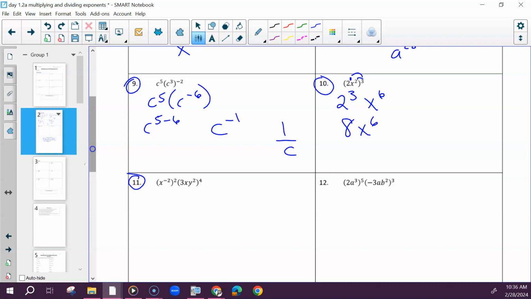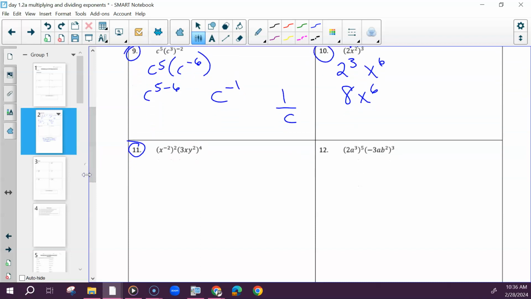Questions on that one? While we are trying to use the rules to help us make this process go a little faster, you are always welcome to go back to expanding. But especially when you're raising powers to powers, you could get a lot of things and maybe miss one, miscount. So be careful there.